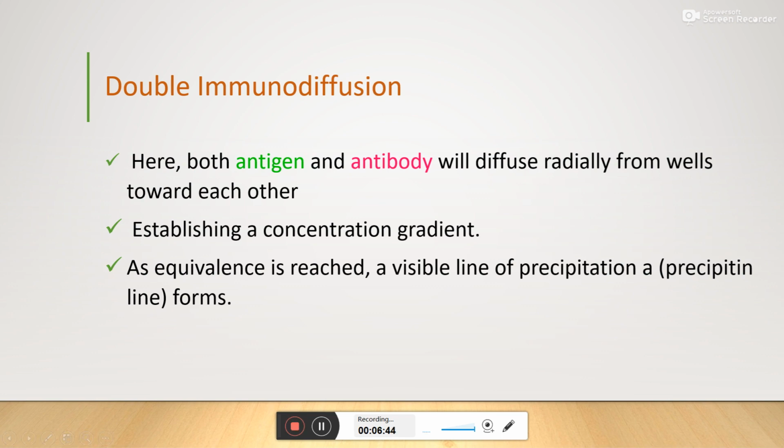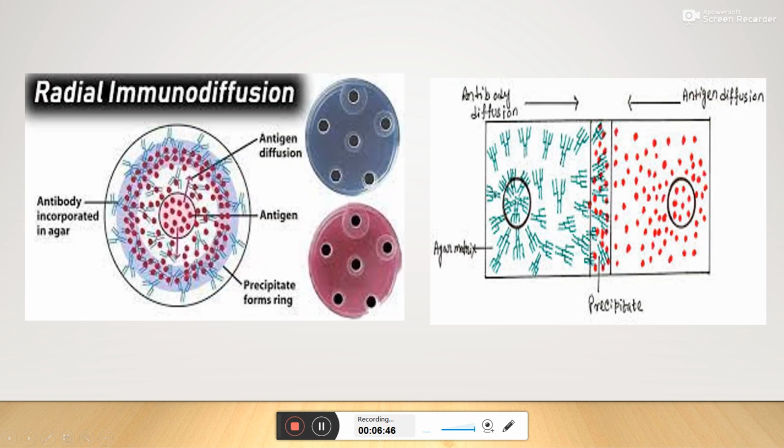From these two pictures we can easily understand the difference between radial and double immunodiffusion. In radial immunodiffusion, only the antibodies are incorporated in the agar gel and we add antigen into the well, whereas in double immunodiffusion, both the antigen and antibodies are added in separate wells on an agar matrix, antigen on one side and antibody on the other. Antibody is in blue color and antigen is in red color.